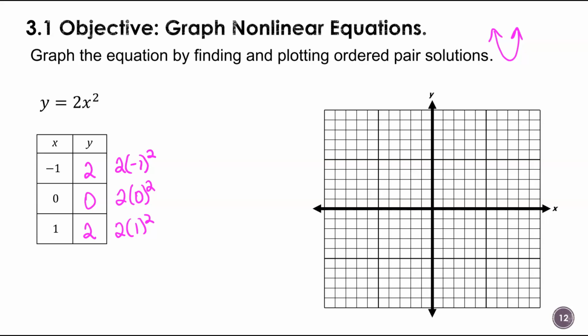And then graph these points. So we definitely need a vertex, right? That's where we are at 0, 0. That's called a vertex. And then we're at -1, 2, and +1, 2. And this is a fairly narrow parabola because we multiplied it by 2, right? What we squared, we multiplied by 2.